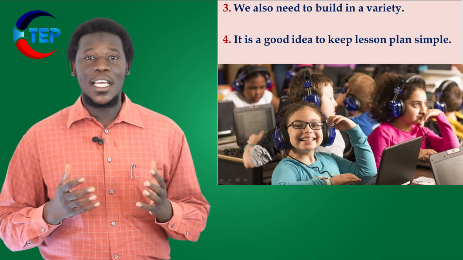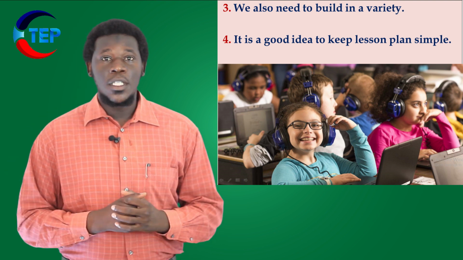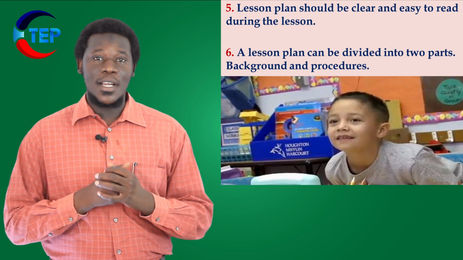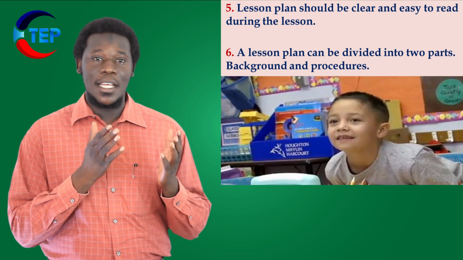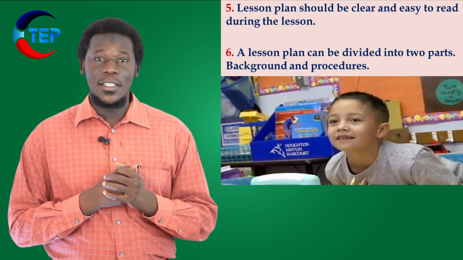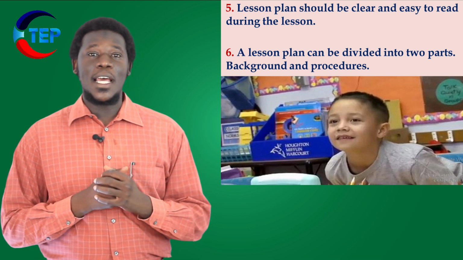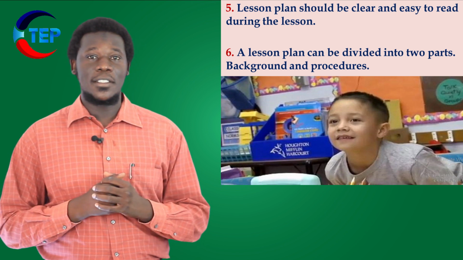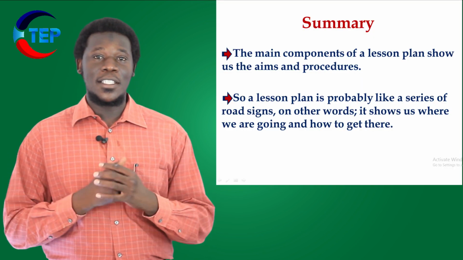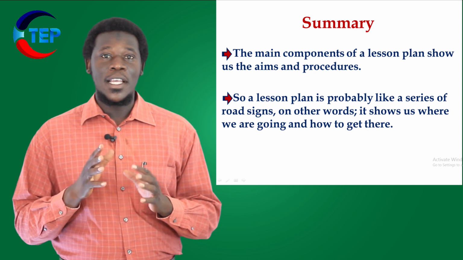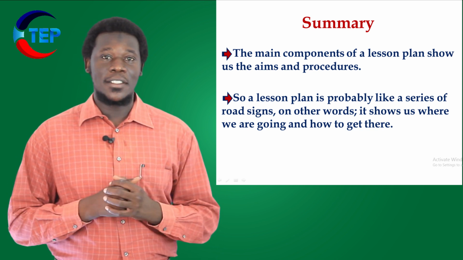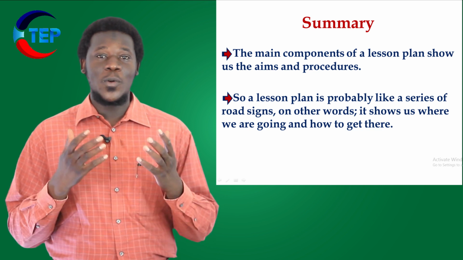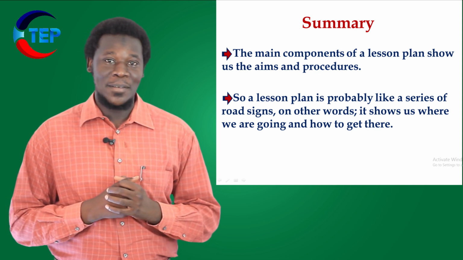Number four, it is a good idea to keep a lesson plan simple. Number five, lessons should be clear and easy to read during the lesson. As long as we can take with us the written lesson plan in the class, then it should be easy to follow. Number six, a lesson plan can be divided into parts, backgrounds and procedures. In short, the main components of a lesson plan should include two things: main aims and procedures. And so a lesson plan is like road signs. It shows us where we are going and how to get there.